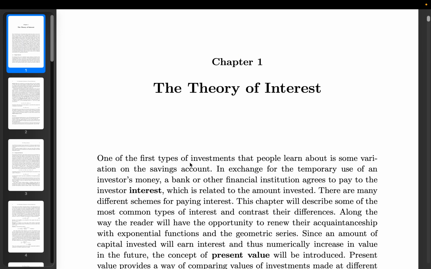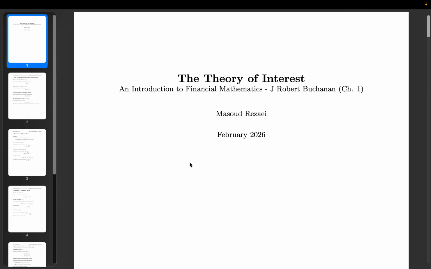Let us start with a simple question. Would you rather have $100 today or $100 a year from now? Obviously, you take it today. Why? Because you could invest it, earn interest, and have more than $100 next year. This is the fundamental premise of the entire book. Money has a time dimension.